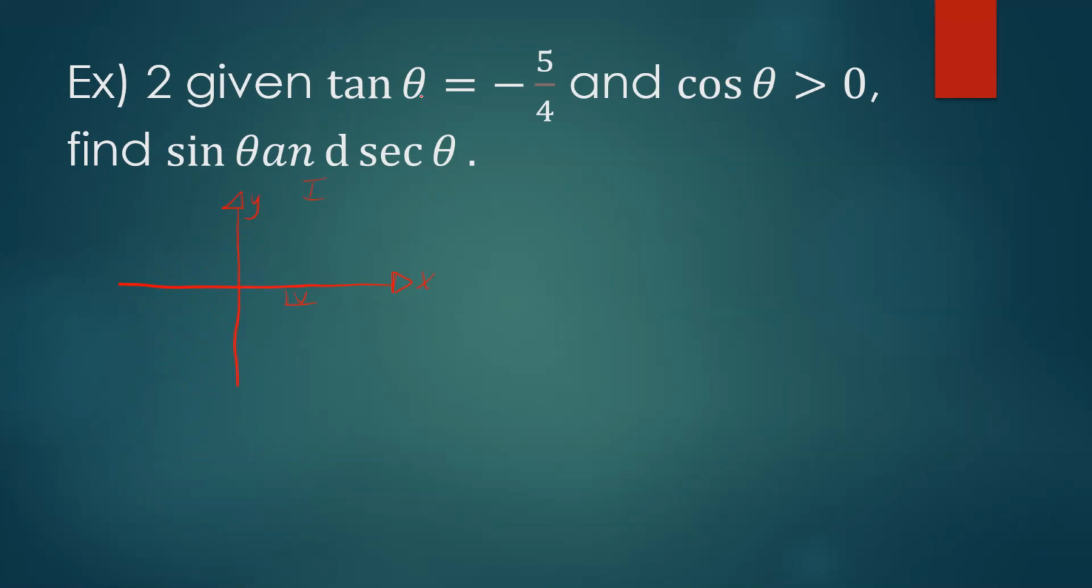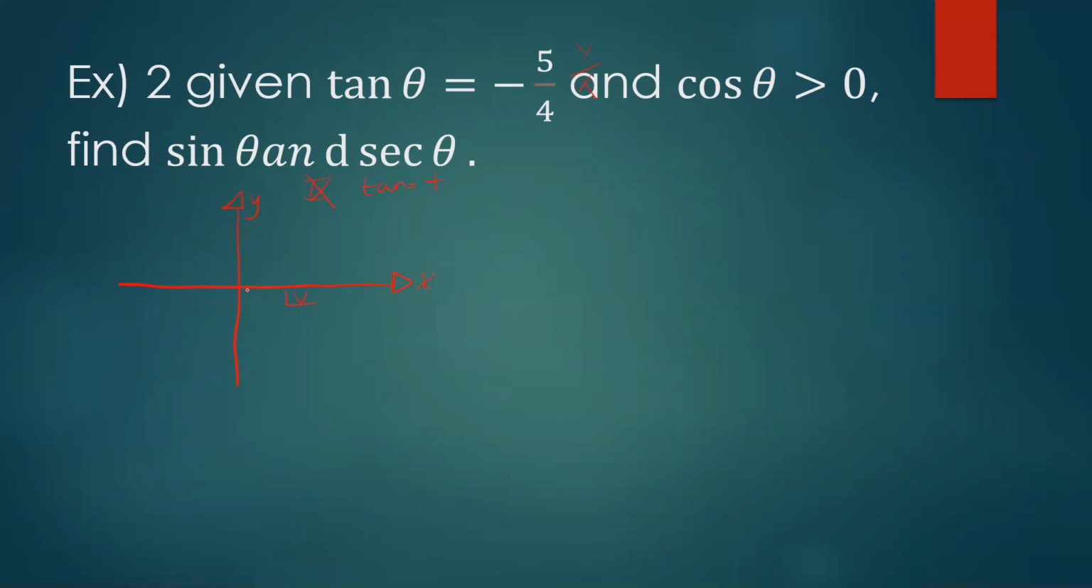Now, they are saying that tan theta is -5 over 4. And if you recall, tan is also y over x, right? So we have a negative tan. So we can't use quadrant 1, right? Because in quadrant 1, tan is always positive, because the x and y values are positive. So our only option is going to be quadrant 4.